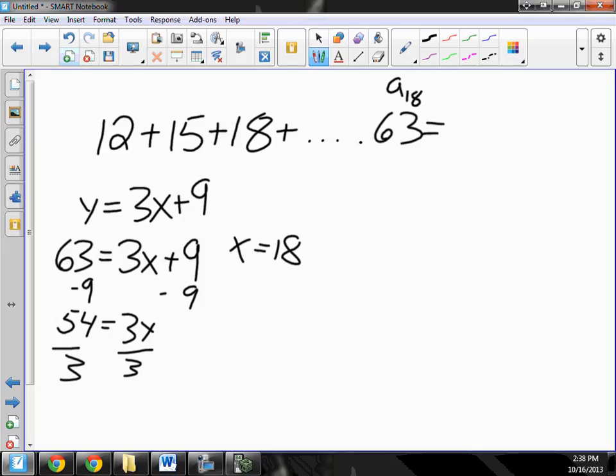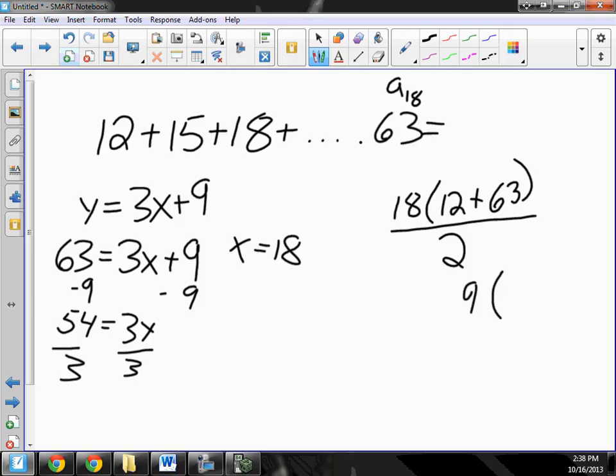So 18 times the first term, which is 12, plus 63 over 2. Well, 18 over 2 is just 9 times 12 plus 63, which is 75. 675. Okay. That's the sum. So Josh, explain how you did it.